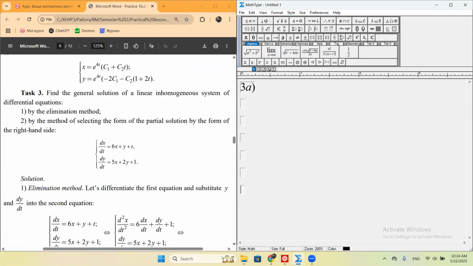So let's start solving. The first method that we have to apply is the elimination method, the method that you already know, and the second method is selecting the form of the partial solution by the form of the right-hand side. But first of all, the method that you already know.